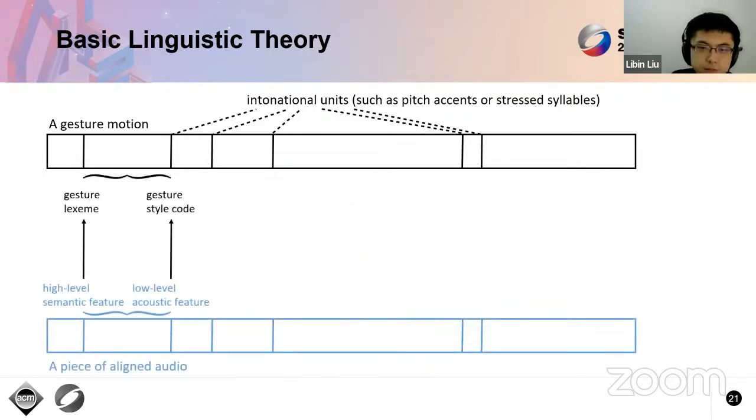Then there is a further relationship between the gesture motion and the audio. This is not only our assumption; it actually has some linguistic theory background. They say that the gesture lexeme is usually related to the high-level semantic audio, so it generally corresponds to the semantics of the audio. And the gesture style codes, I mean the variance within each gesture lexeme, are related to low-level acoustic audio features, like the stress, for example, and the pitch, something like that.